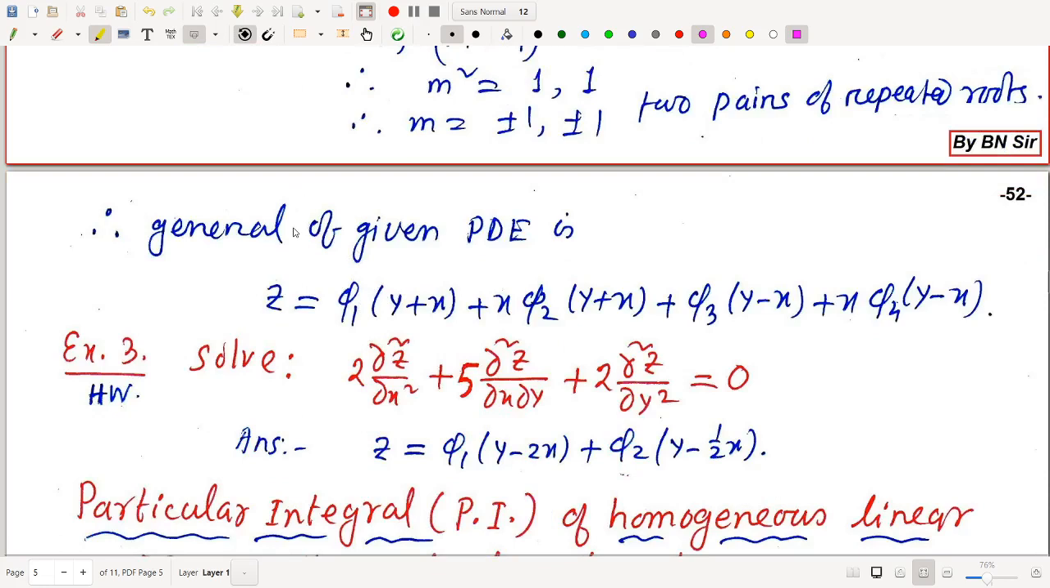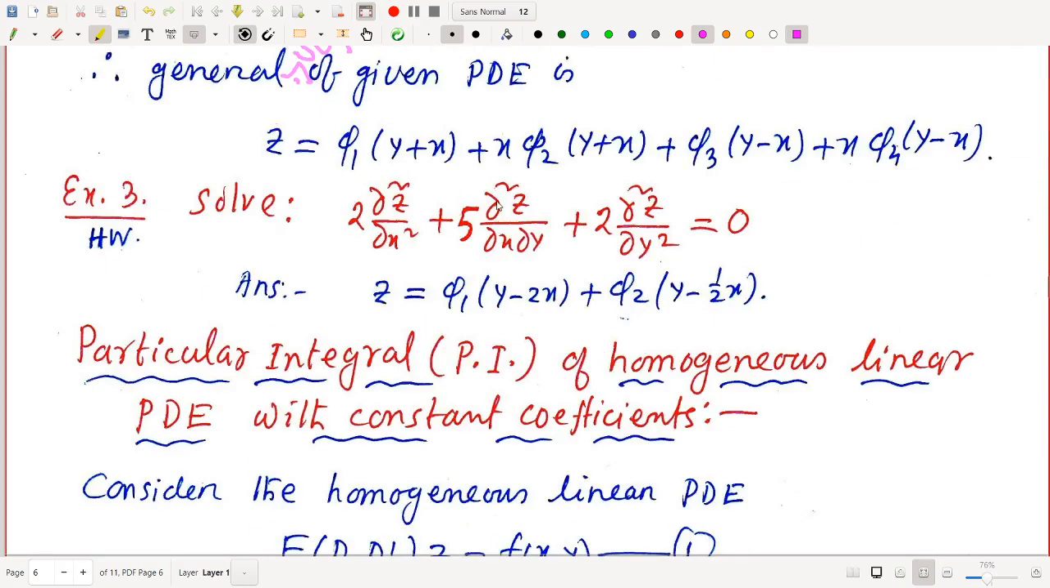General solution means the CF of the equation when the right side is not 0. Here the right side is 0, so this is the general solution. The general solution of the given PDE is z = φ1(y + x) + xφ2(y + x). See, 1 is repeated 2 times. Then φ3(y − x), where m is −1, that is also repeated 2 times. So that's why plus xφ4(y − x).